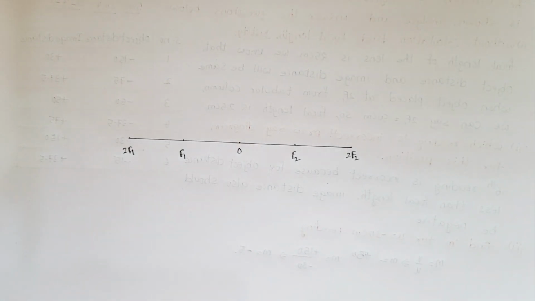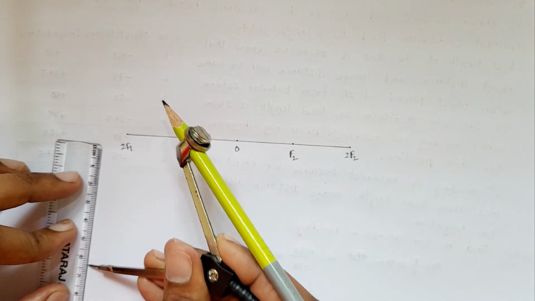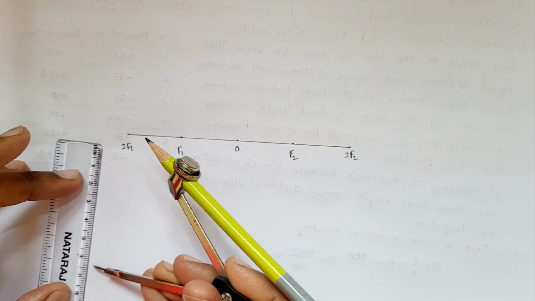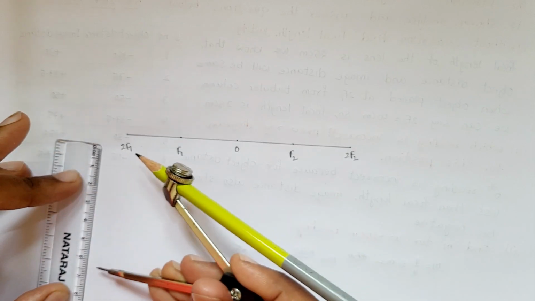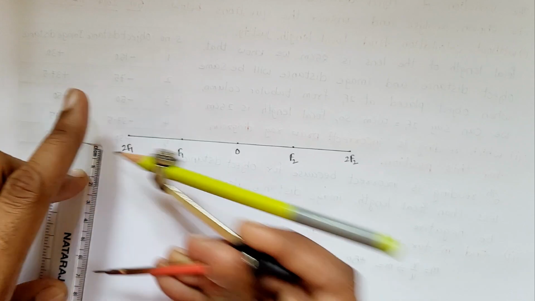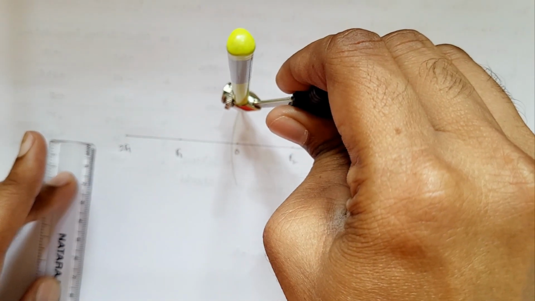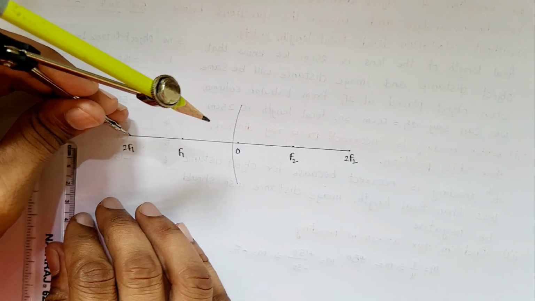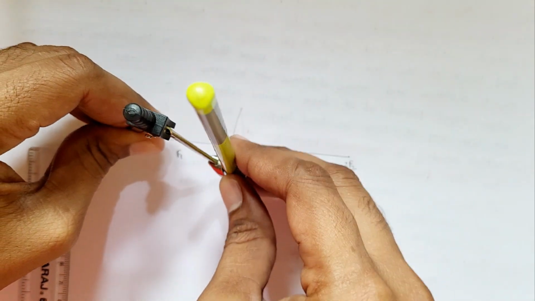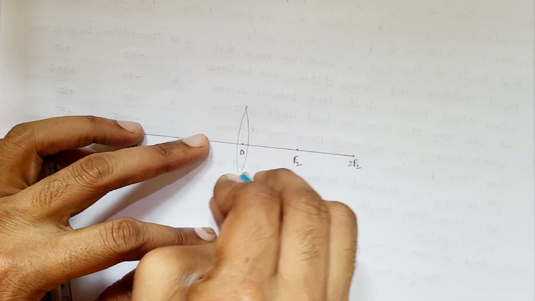So we have to draw a convex lens, correct? To draw a convex lens, take the compass and take the radius of curvature as 6.2 centimeters. See, 6.2 centimeters. Why 6.2 only? If you take 6.2 itself, then only you will get a very good ray diagram. With 2f1 as center, draw an arc. With 2f1 and 2f2 both taken as centers, draw an arc and close the arc. Now erase the extra part so that the diagram will look good.